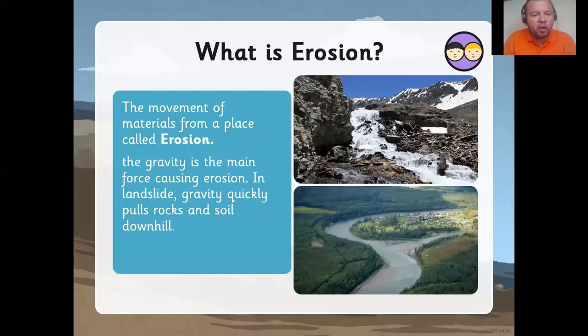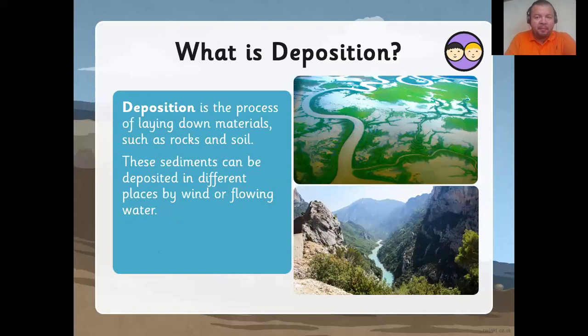Okay, erosion is the movement of materials from place to place. That is erosion. Also, gravity is the main force causing erosion. Gravity helps to make erosion. In a landslide, gravity quickly pulls rocks and soil downhill. Now, if you remember, and if you paid attention to the video, deposition is the process of laying down materials such as rocks and soil. These sediments can be deposited in different places by wind and flowing water.